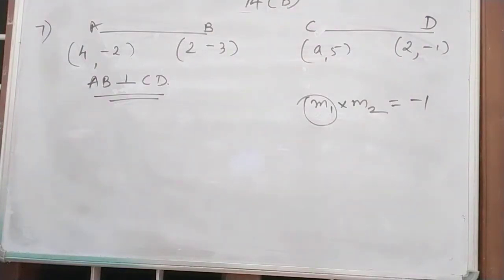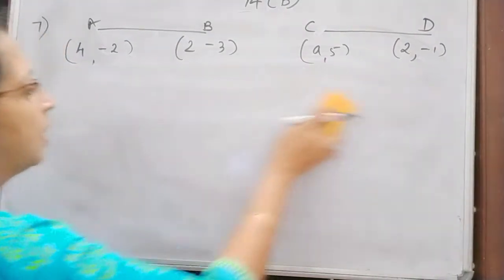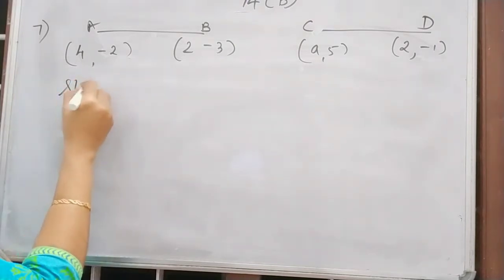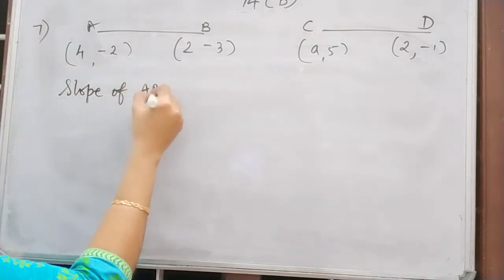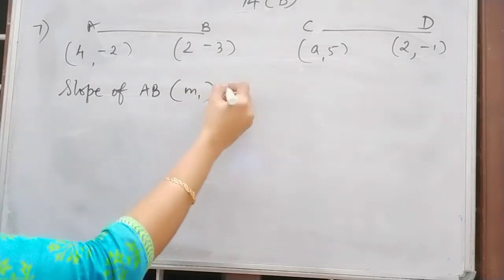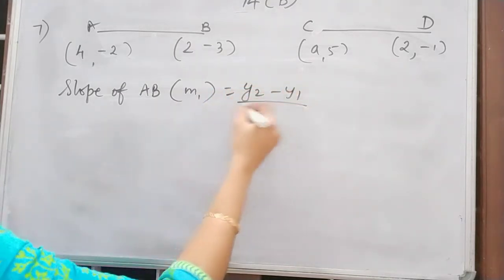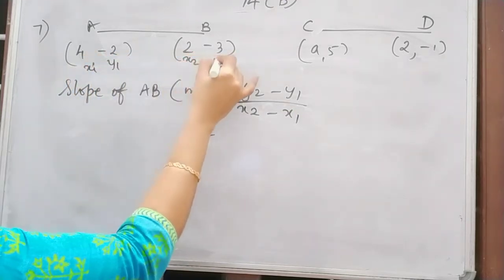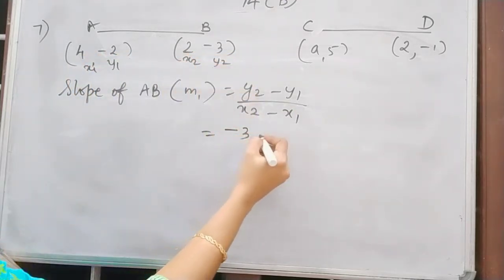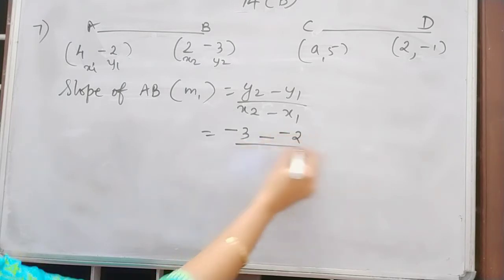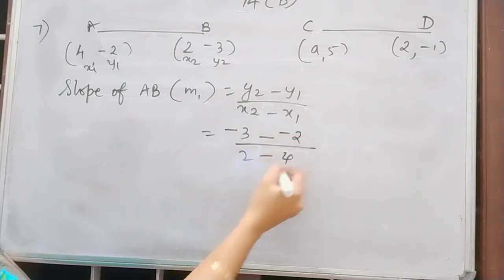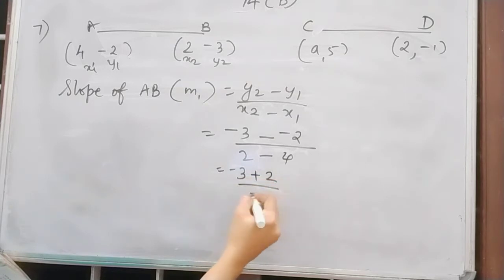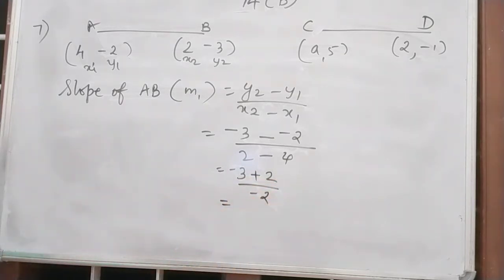So slope of AB, first we have to find out the slope of AB. Let it be M1. M1 is equal to y2 minus y1 divided by x2 minus x1. This is x1 y1, this is x2 y2. So y2 negative 3 minus y1, that is x2 2 minus negative 4. It is negative 3 plus 2 divided by negative 2, which is equal to what? Negative 3 plus 2, no?